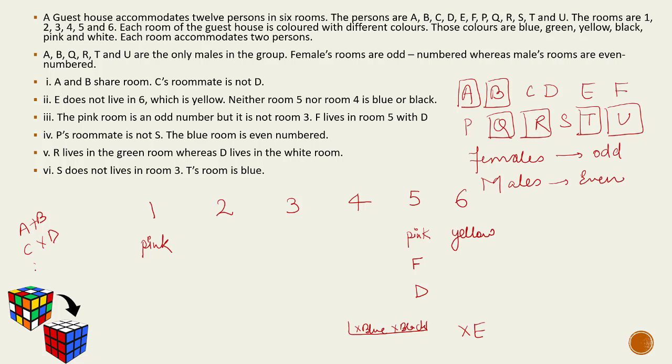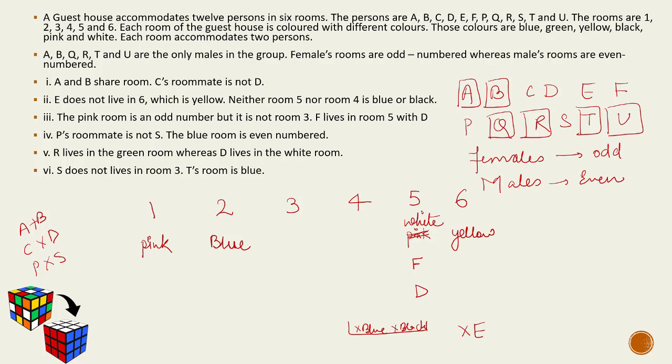P's roommate is not S. The blue room is even colored. So 6, which was an even number, is already colored yellow. The other two even room numbers are 2 and 4, out of which we know room number 4 cannot be blue or black. So that means blue can only be given to room number 2. Now R lives in the green room, whereas D lives in the white room. And now I know D lives in room number 5. That means room number 5 is not pink colored, rather it is white. That means pink would go to room number 1 for sure.